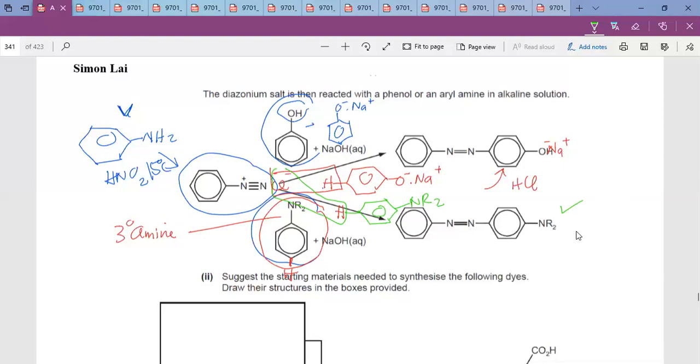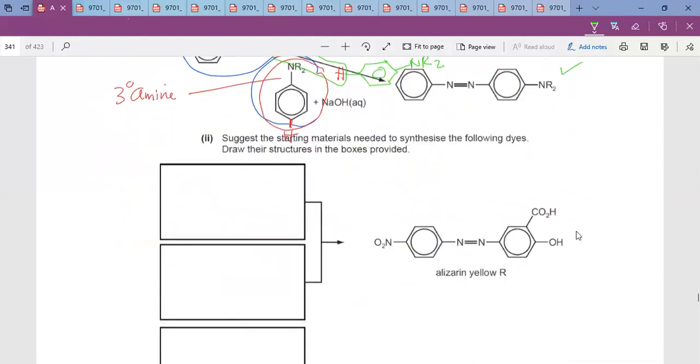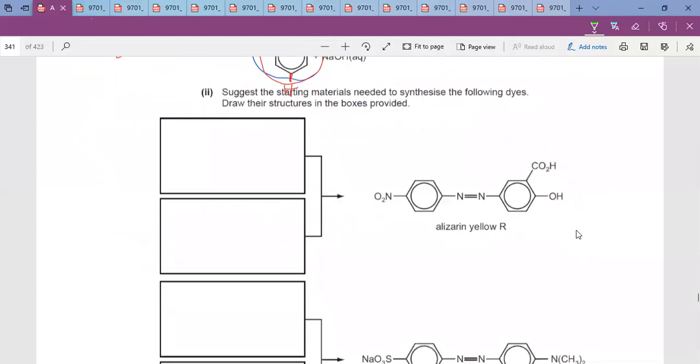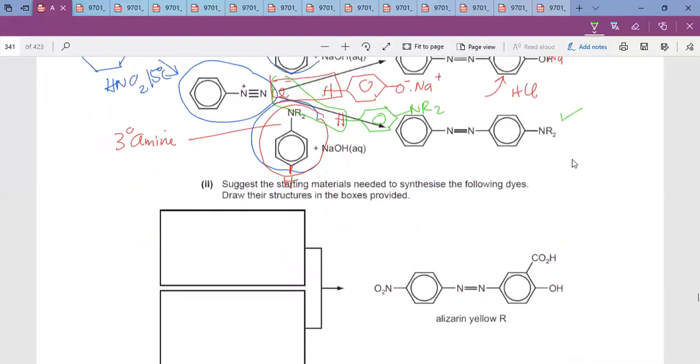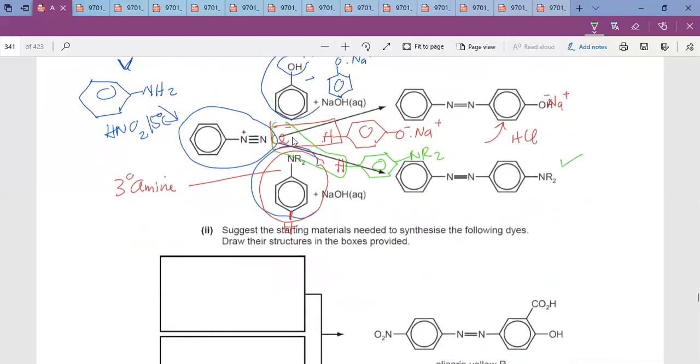Now, here they ask you: suggest the starting materials you need to synthesize the following dyes. Draw the structures in the box below. Now look carefully. This is an alizarin yellow dye here. Use the brain a bit, please. I'm going to make it smaller. I'm going to get this over here.